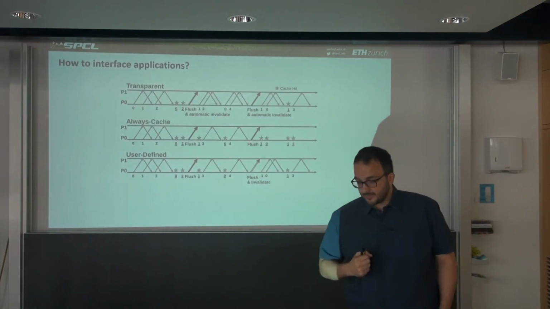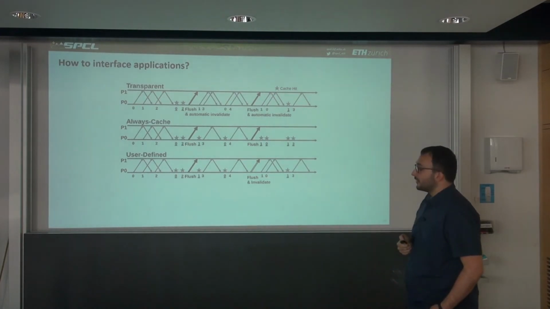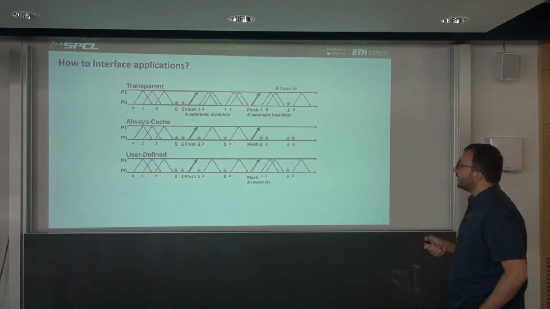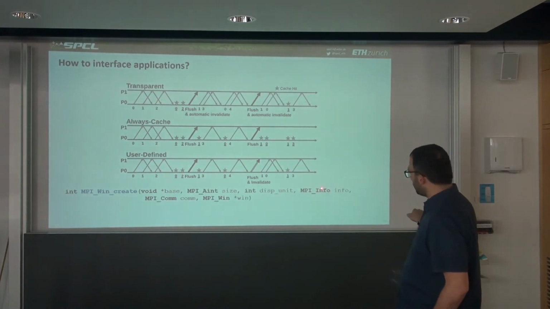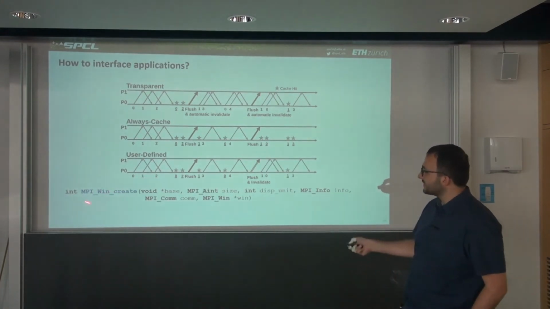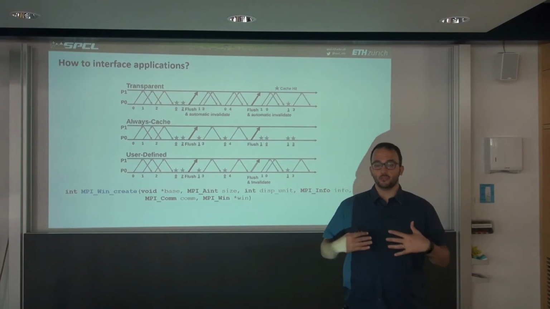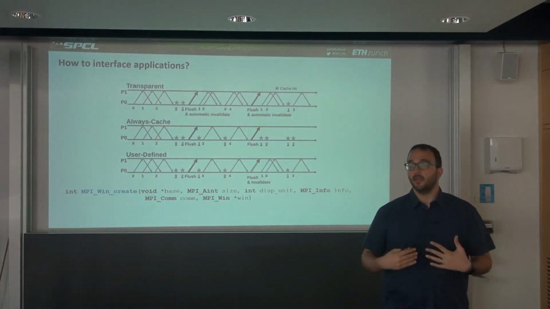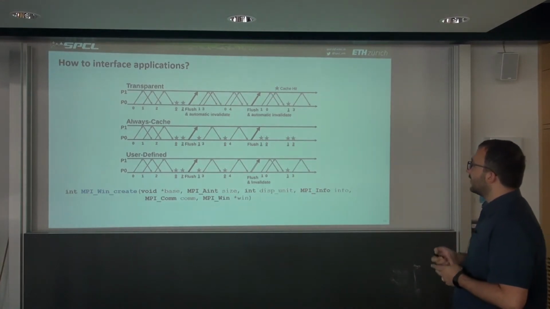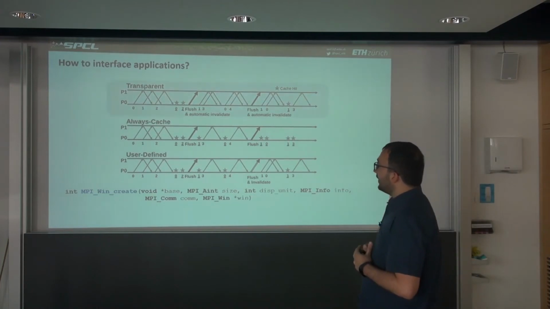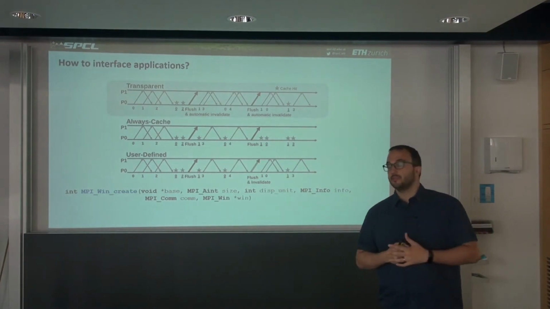Okay, so now the question is, how do we interface the user applications to this caching system? In particular, we provide 3 modes: transparent, always cache, and user defined. These modes can be specified through the MPI info object passed to the MPI win create call. So whenever you create a window, that is the mechanism that MPI uses to let processes expose memory on the network, you can specify which mode of this system you want. For example, you can use the transparent one to enable caching on any application using RMA accesses.